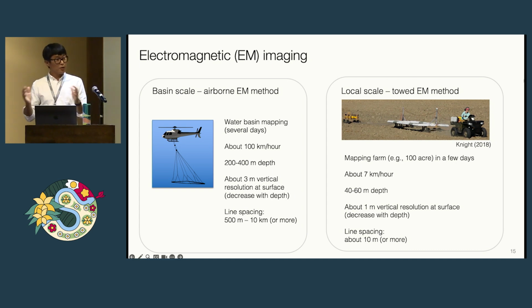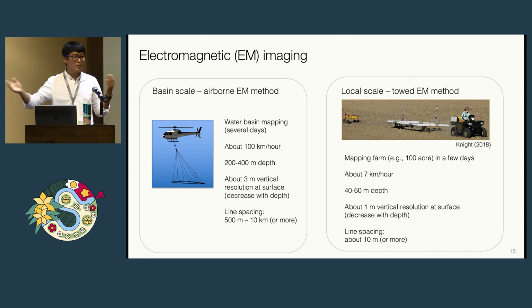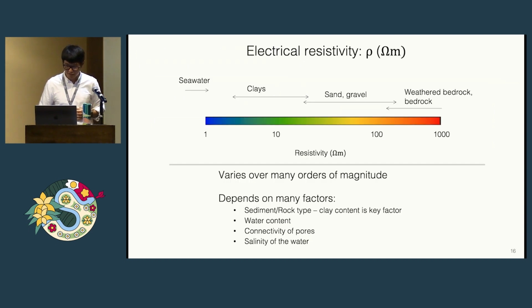And the local scale TDEM, it's the size of a farm, about an 800 meter by kilometer area. Again, it only takes a few days to map out that area. Both of them are large, and the questions that you're asking for your specific application might be different, and that gives you different information at different scales.